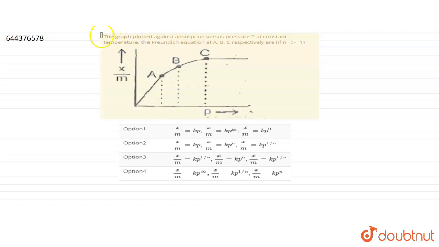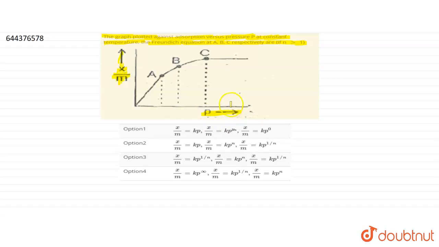I hope you all are doing good. So today our question is like this. We have the graph plotted of adsorption versus pressure P at constant temperature. The Freundlich equation at A, B, C respectively, if n is greater than 1. We have here x by m, that is extent of adsorption, and we have here P, that is pressure.